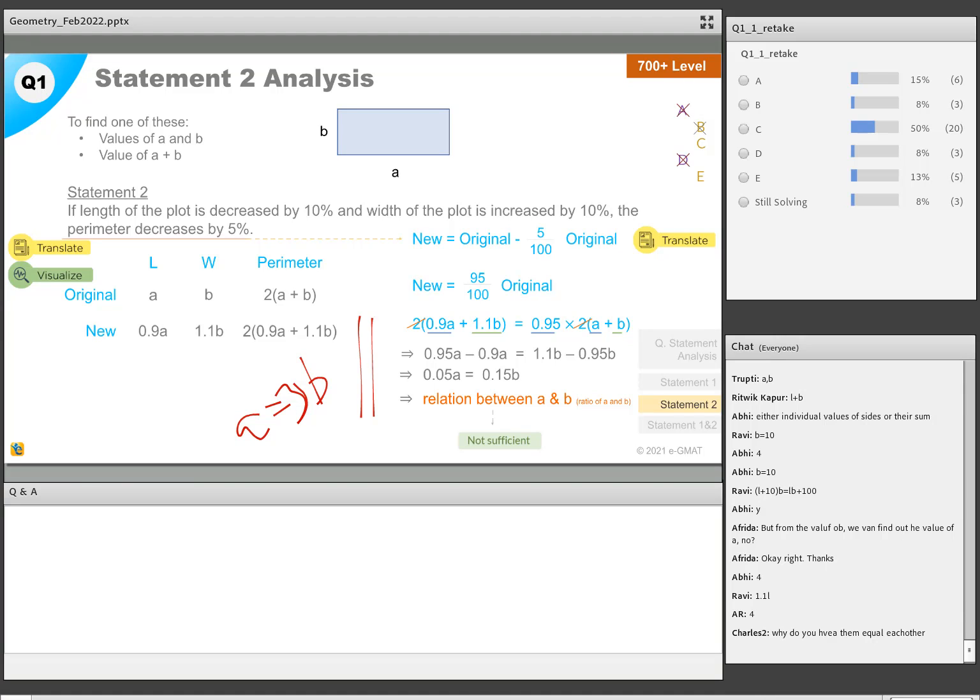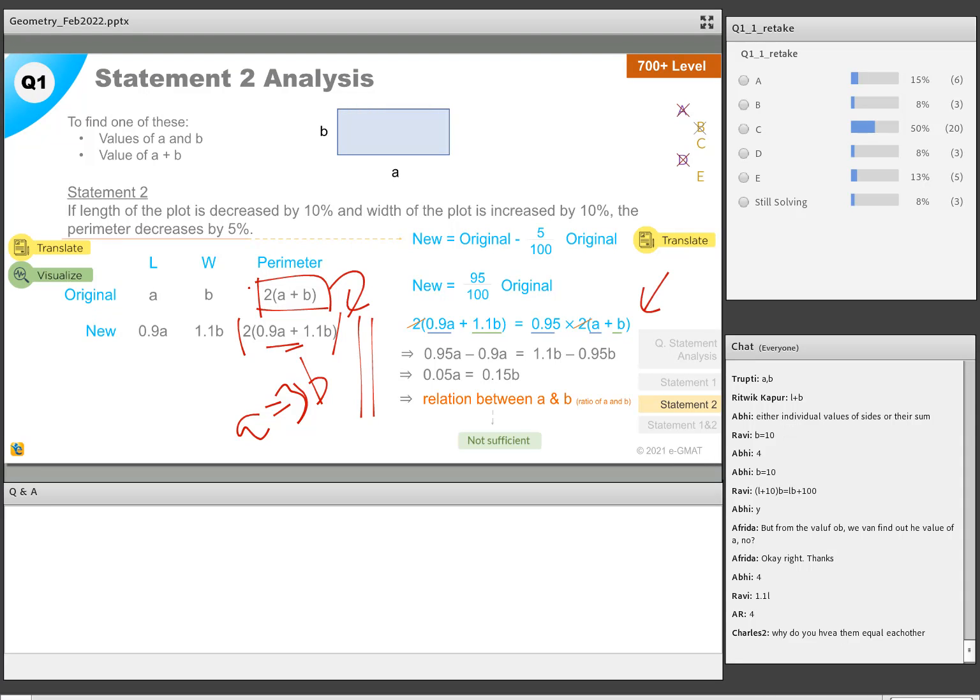Why do I have them equal to each other? Because I am told that the old perimeter decreased by 5% to give the new perimeter. So this equals 95% of this. Rather, the other way. The equation comes from what is given to us, right? Perimeter decreases by 5%. So old perimeter is 2a plus b. 95% of the 2a plus b is the new perimeter. That is 2 into 0.9a plus 1.1b. Charles, I hope that is clear. That's where this comes from.